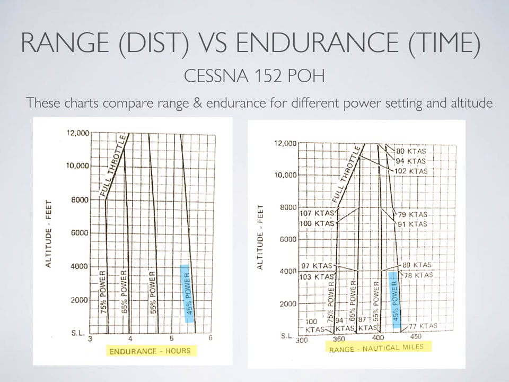So you have endurance expressed in hours and you have range expressed in nautical miles. Taking the line furthest out, you can see that in both cases, 45% power is going to give both the best range and the best endurance. As we increase power to 55, 65, and 75%, both your range and endurance for a given tank of fuel will decrease. Well, what does 45% power mean?